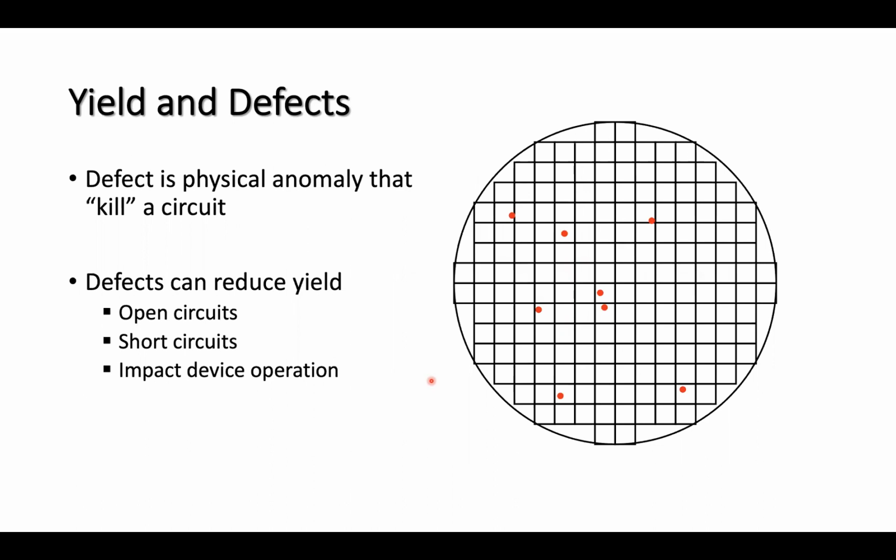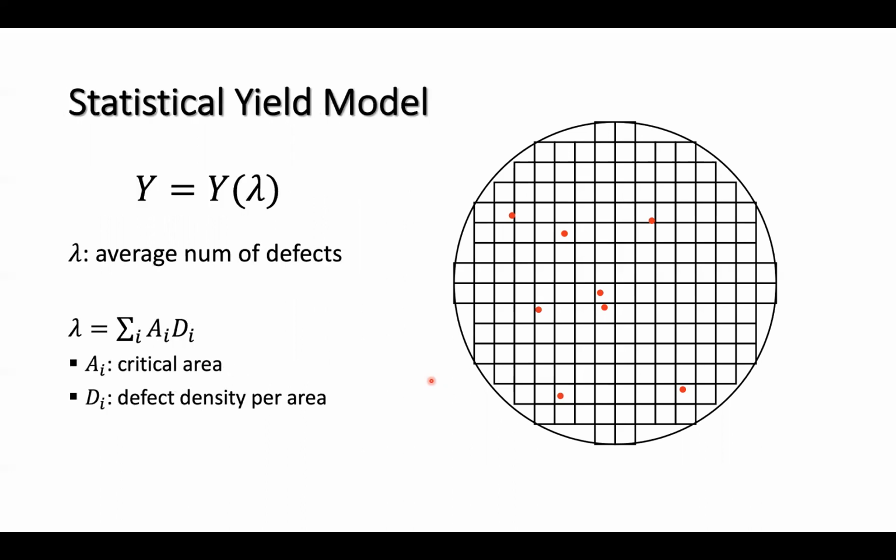The defects are the physical anomalies that can kill a circuit. Defects can certainly reduce the yield because they can lead to open circuits, short circuits, and can impact the device operation. But we can use some statistical yield models to predict the yield depending on the average number of defects. The number is the number of defects averaged.